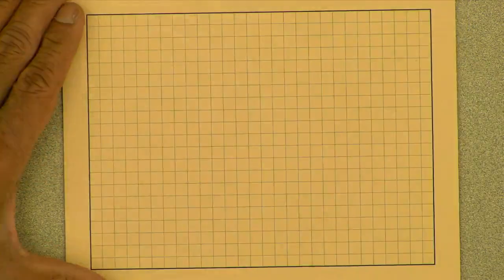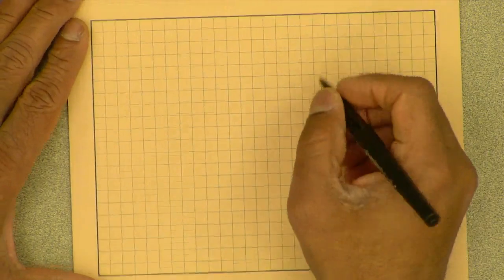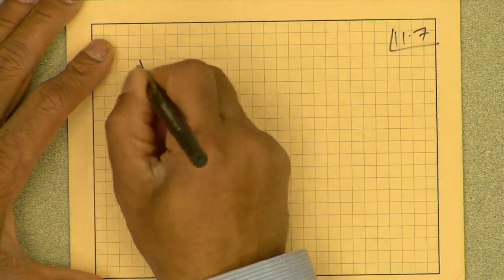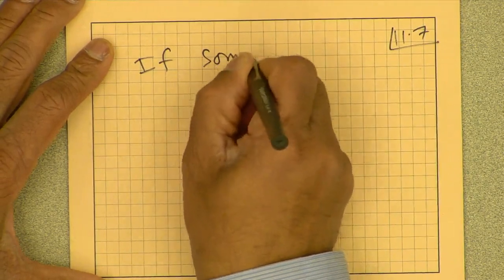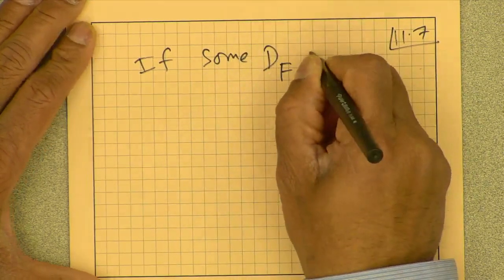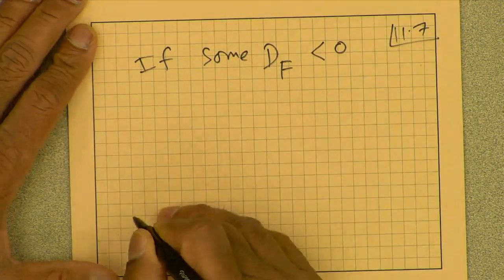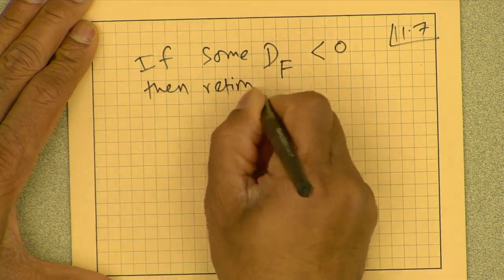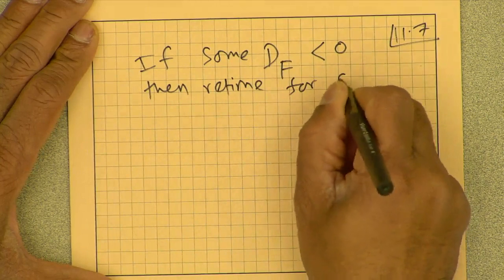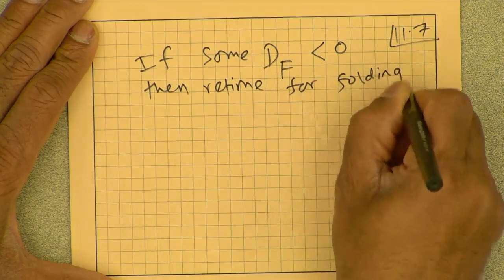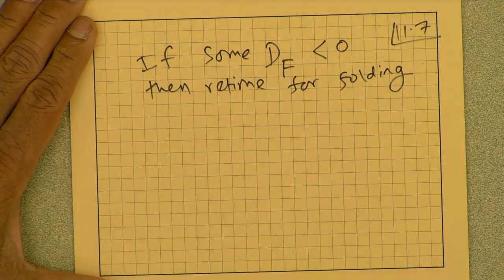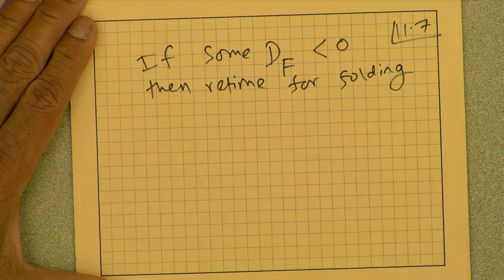So, we have to go through a process. If some folded delays DF are negative, then retime for folding. So, we spent a long time understanding retiming, and in that case the retiming was for reducing critical path.